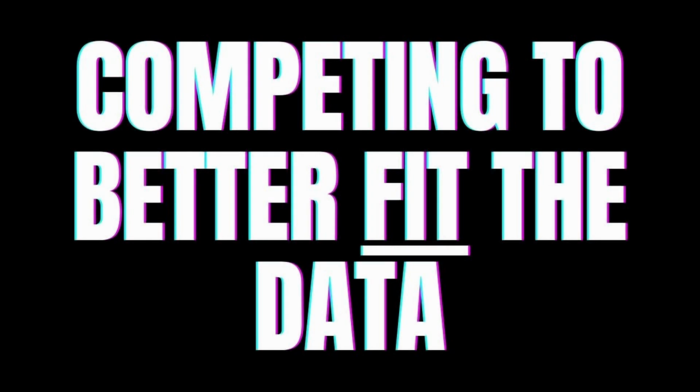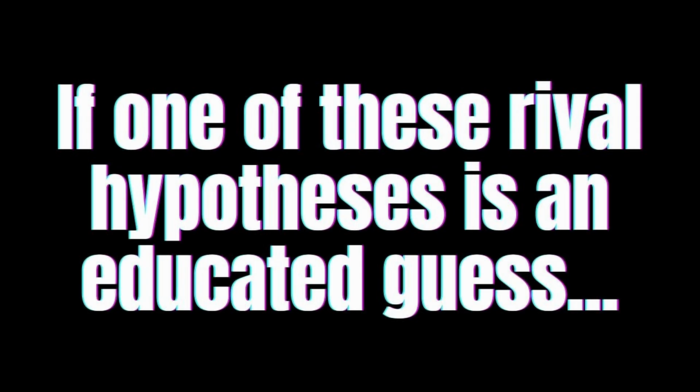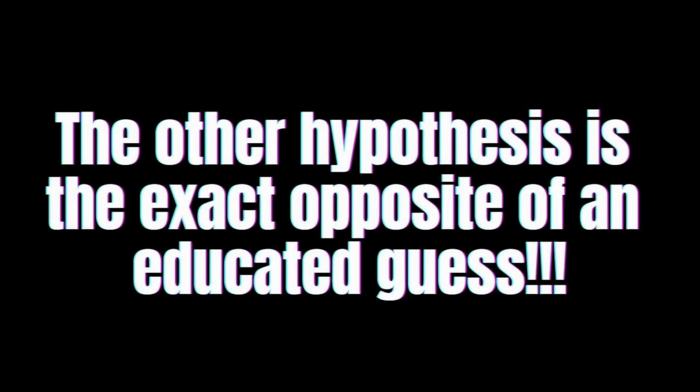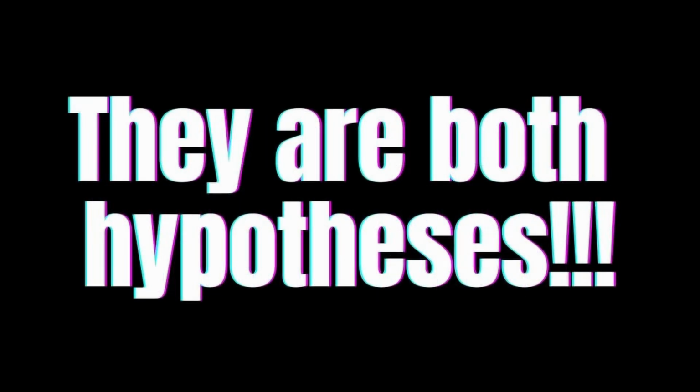the data. And if one of these rival hypotheses is an educated guess, then by the mutual exclusivity property, the other college-level hypothesis is the exact opposite of an educated guess. And yet, they are both hypotheses. See the contradiction here?